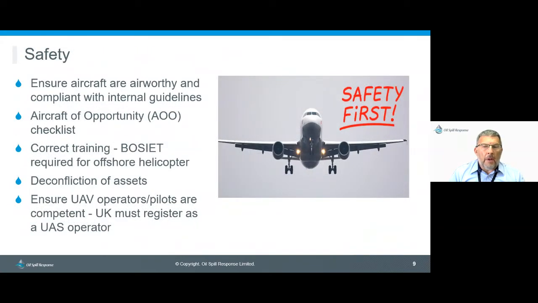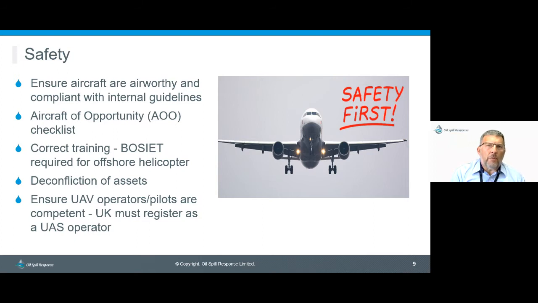So safety then, obviously very important, your number one priority. If you use an aircraft, make sure they're airworthy and compliant with in-country guidelines. For OSL aviation resources, they're audited quite heavily, and we're well aware of the regulations and the airworthiness of the aircraft that we use.